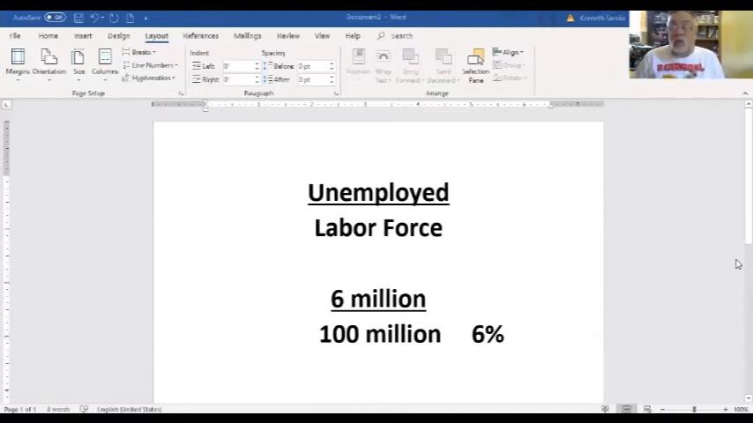A stay-at-home mom or dad. This is a person who decides voluntarily to stay home and raise children. That person takes themselves out of the labor force, so they don't count. All right. Active military do not count. Okay. Actively deployed military personnel do not count.